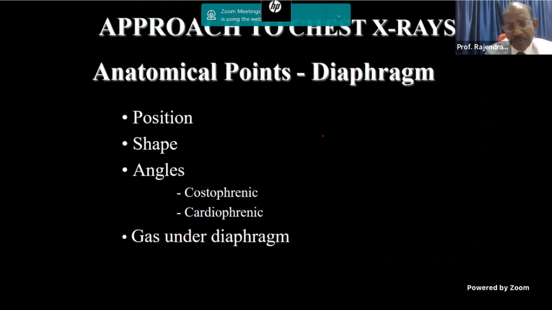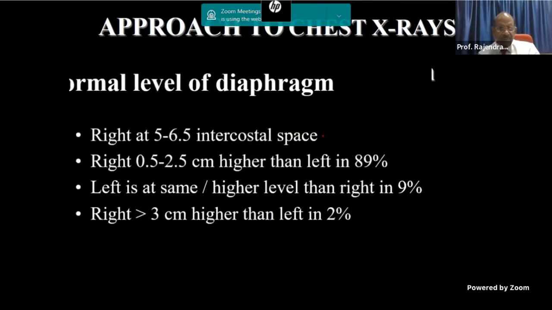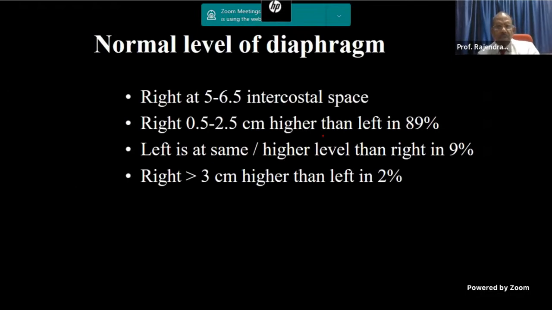Same thing: when you have read the bony cage, you go to the diaphragms. When you see the diaphragm, you should look at its position, its shape, both the angles, gastrophrenic and cardiophrenic, and then gas under the diaphragm. You should realize that normally the right side is higher than the left.